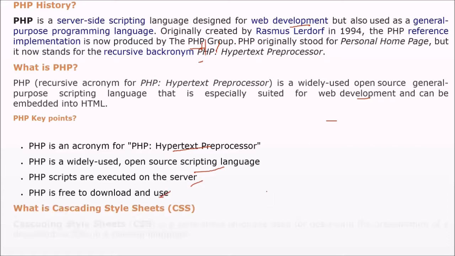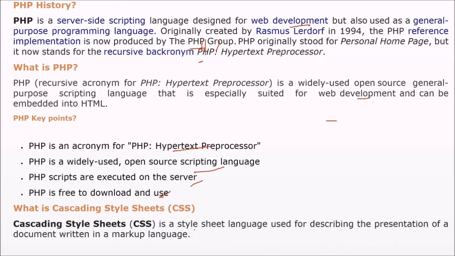CSS, what is CSS? Cascading Style Sheets. It is a style sheet language used for describing the presentation of a document written in a markup language.